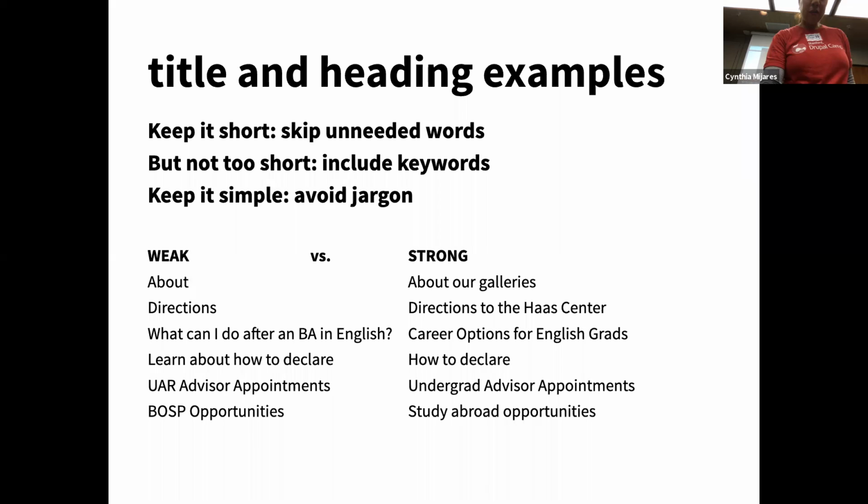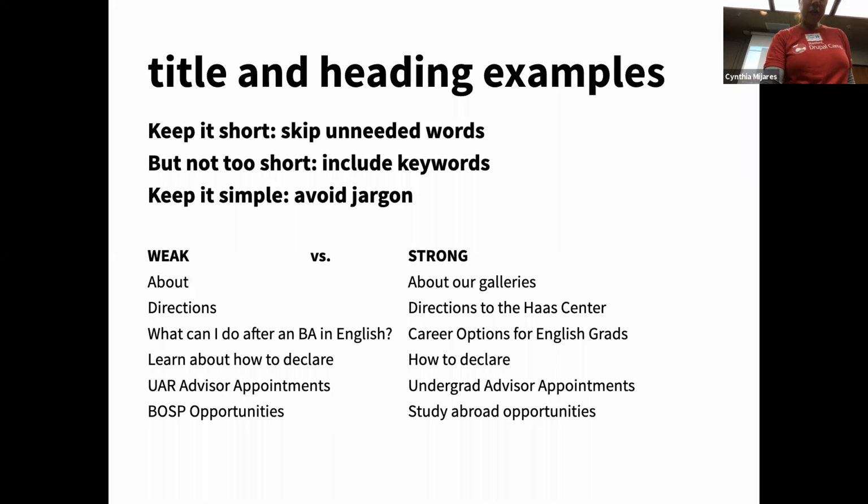So here we have some examples. About, and I still use about, so obvious it's not that great. Actually, it's about as a main menu navigation, not necessarily a title of the page. So if I click on the about link in the main menu, I want to go to a page that says about our galleries or about the Department of English or something. Same thing, directions to the Haas Center. What can I learn? That's a whole entire sentence, and it might not be appropriate for your page title. It could be a heading or something below, but career options works as your page title.